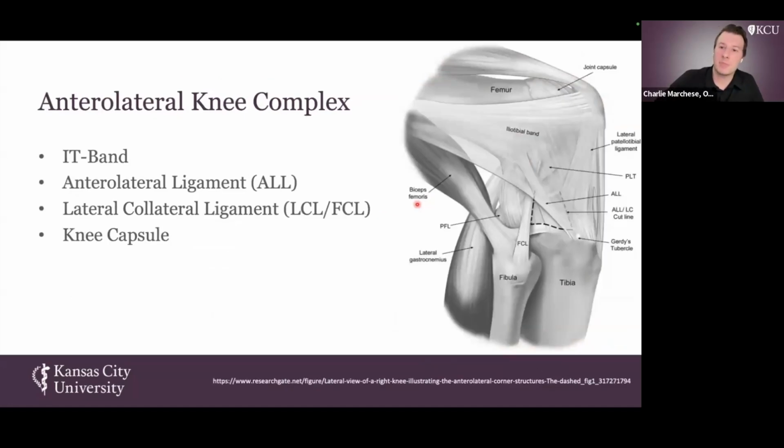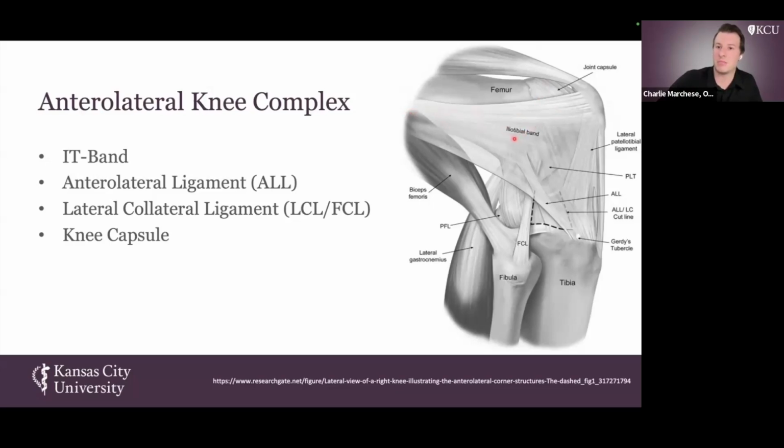So the last aspect of this anterolateral knee complex is our knee capsule. There's really not a whole lot to this structure. It's the deepest structure. We can kind of see it peeking through this image up here on the top. I like this picture on the right because it really does a good job of showing the layers of all these structures. The first thing that we discussed was our iliotibial band, or our IT band.